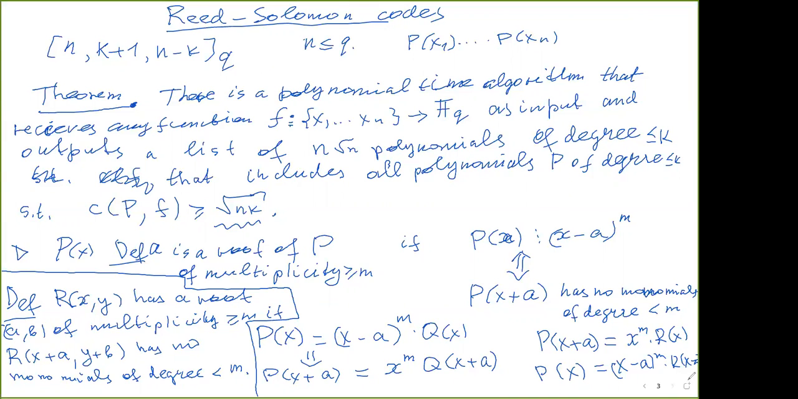Now let's start the proof of the theorem. We assume that we have some function f, and want to find all the polynomials which coincide with f in many points. And those polynomials will be found as factors of another polynomial, and that polynomial will be constructed by solving a system of linear equations.